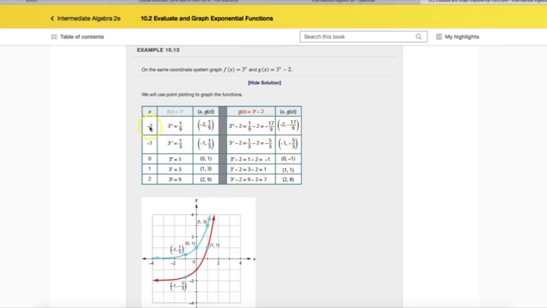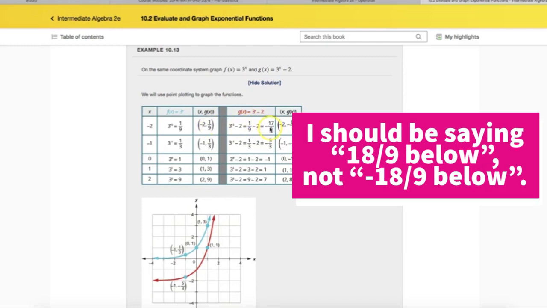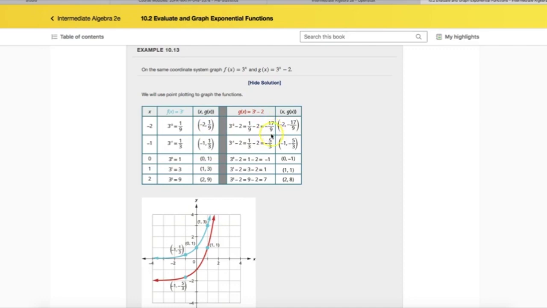When x was -2, f of x was 1/9. When x was -2, g of x was, sorry, did I say -1/9? It was +1/9. When x is -2, g of x is -17/9, which is the same as -18/9 below 1/9. 18/9 is 2. So when we say -18/9 below that, what that means is we're talking about 2 units below.